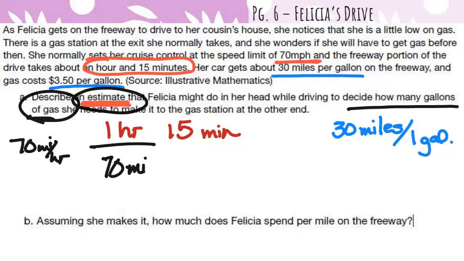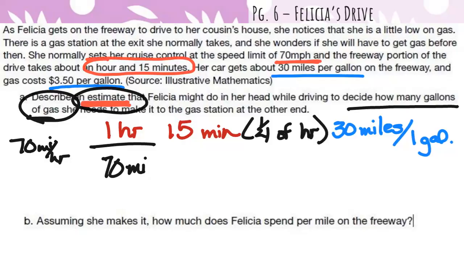So what part of an hour is 15 minutes? What part of the entire hour, how much is 15 minutes of an hour? It's a fourth, right? There are 4 15 minutes in an hour. So this is 1/4 of an hour. So if she can go 70 miles in an hour, 15 minutes is a fourth of that. So that means I would take a fourth of 70 miles.